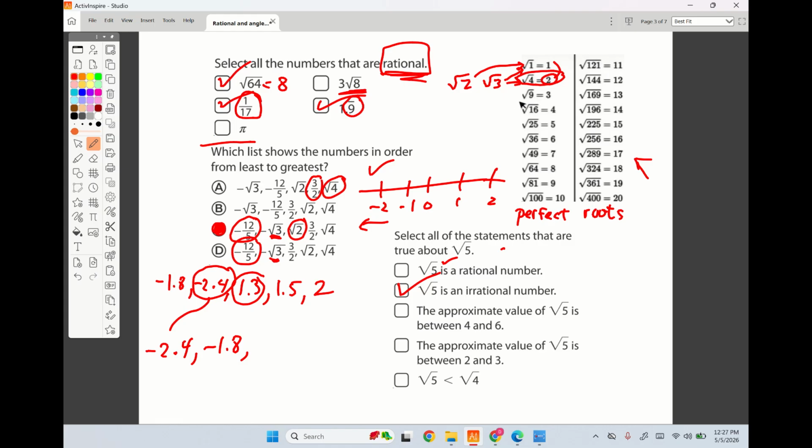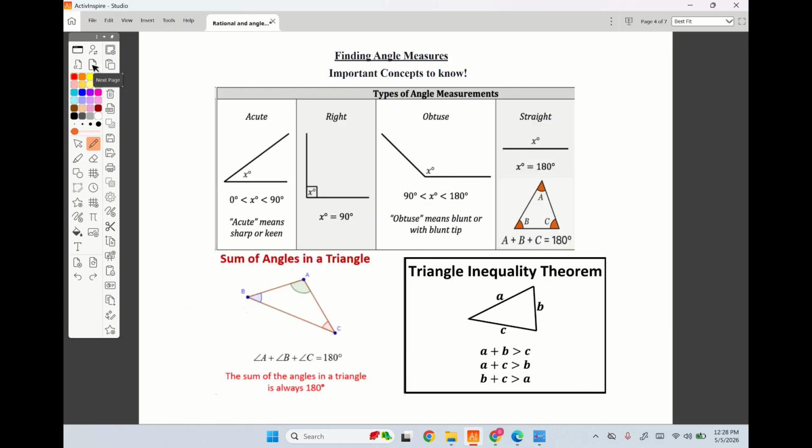Alright, now we get to the angles and triangles here. So these are just important concepts that you need to know to answer questions on it. So acute just means that the angle is below 90 degrees. If you see something that says right angle, that means that there's a 90-degree angle in there. Obtuse means it's greater than 90 degrees. But it can't pass 180 because 180 is a straight line. A straight line is 180 degrees.